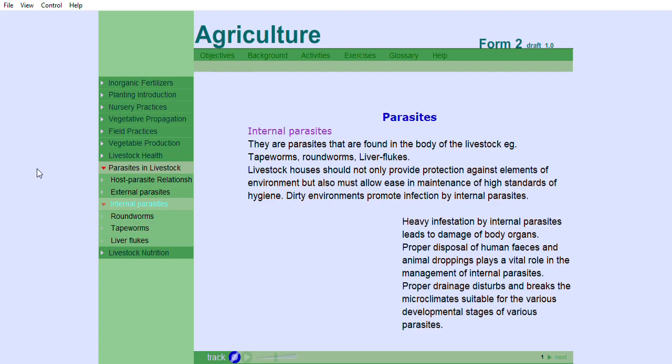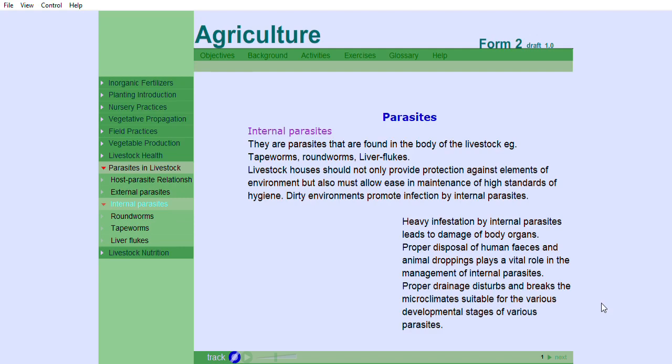Internal parasites. They are parasites that are found in the body of the livestock, for example, tapeworms, roundworms, and liver flukes. Livestock houses should not only provide protection against elements of the environment, but also must allow ease in maintenance of high standards of hygiene. Dirty environments promote infection by internal parasites. Heavy infestation by internal parasites leads to damage of body organs.